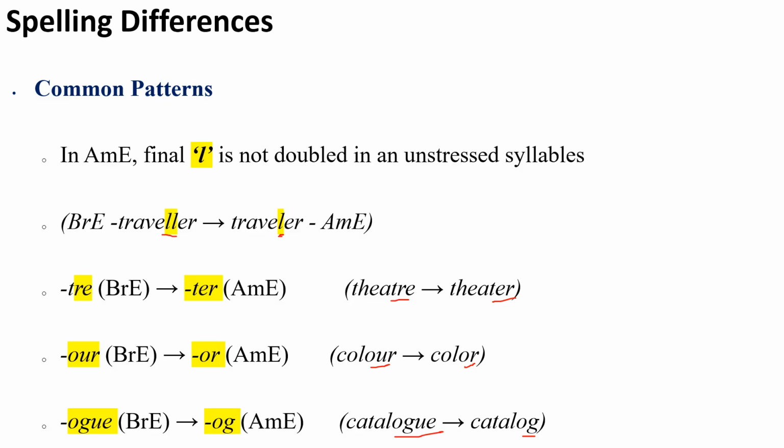So in British English, tre; in American English, it is ter. So these are common patterns we see in American and British English.